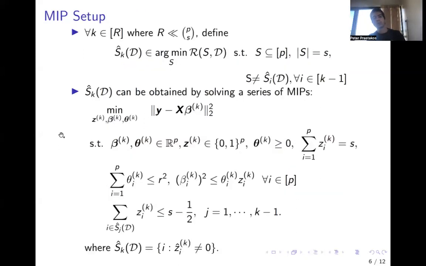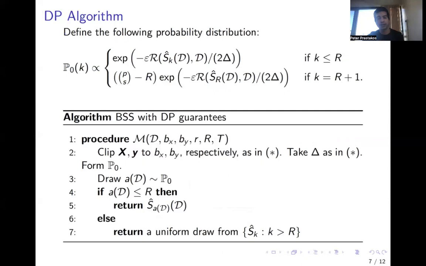So we will seek to solve a series of mixed integer programs to find the optimal support from 1 up to capital R, where R is some value that we have as input, which is significantly less than P choose S. The goal is then that we have access to the Rth best supports in sorted order, and then we can use those to essentially approximate the exponential mechanism.